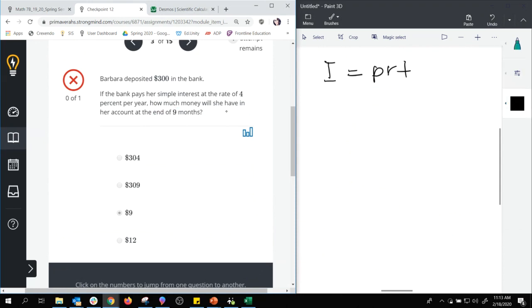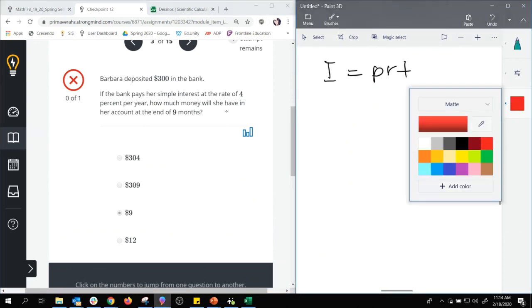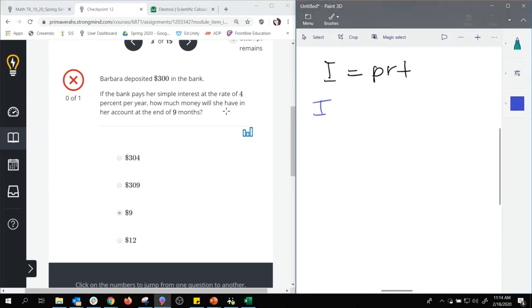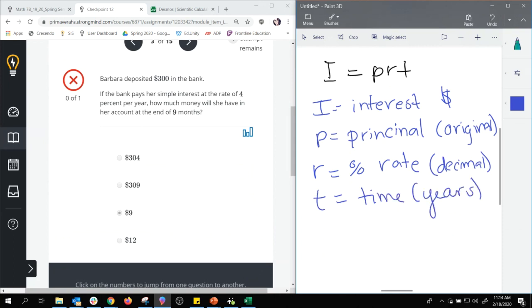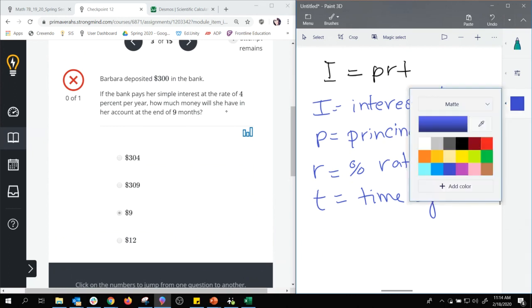Okay. So let's refresh what each of these mean. My I is interest in dollars. P is my principal, or the original amount I deposit. So this is the original amount deposited. R is the percentage rate. This needs to be as a decimal. And T is time in years. Okay, this is very important that it's time in years. So let's look at this problem now.